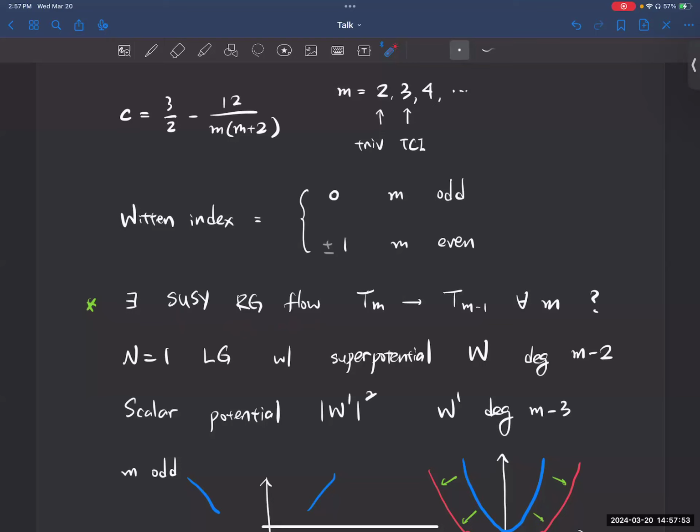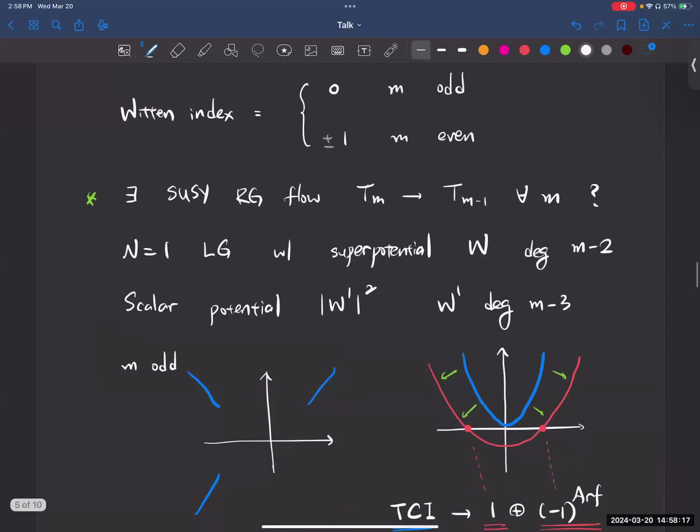So there's this statement, but you immediately realize that it has to be somewhat refined a little bit. Otherwise, there's a clear contradiction, because the Witten index is a supersymmetric invariant. So if this sentence is true, then there's a jump in the Witten index. Now, how do we understand this?